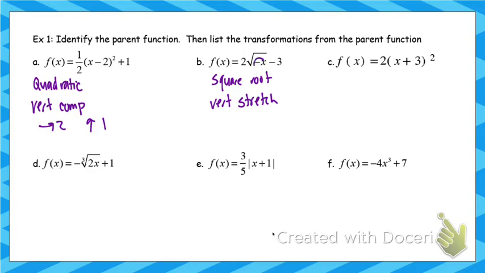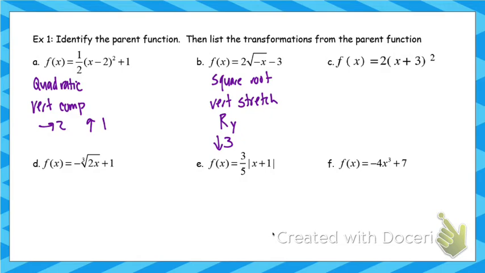The negative is next to the x, under the radical, so that is a horizontal change, which means it's a reflection over the y-axis. Then that minus 3 is outside the square root, so it is a shift down 3.